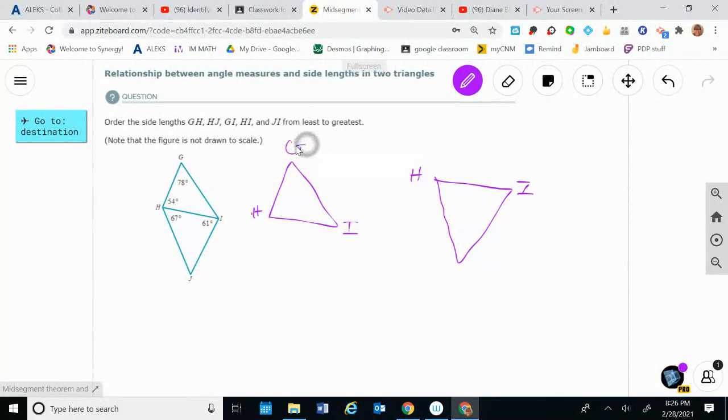So this is HG and this is J. Okay, so it says order the side lengths, GH, HJ, GI, HJ, JI. In other words, now they are asking you to order all of these sides and compare them to each other. And that can get a little confusing. Okay, so I recommend you take it out. This is 54. This is 78. This is 67, 61. So let's figure out what the missing angle is first.